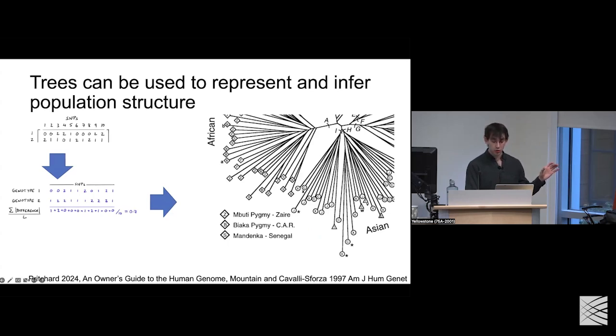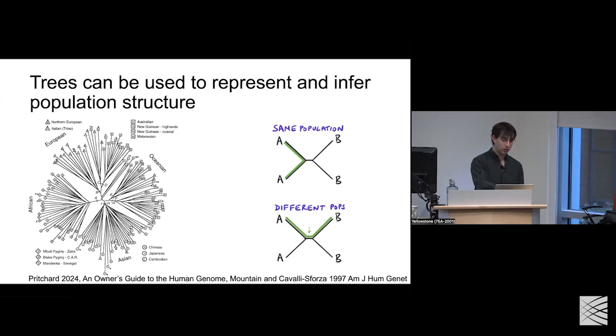And so we can see here that mostly we have circles together over here, and mostly we have squares or diamonds together over here. And that corresponds to individuals that were sampled from the same geographic region having similar genetic ancestries to each other. But there are a few other interesting observations that we can take from this tree structure.